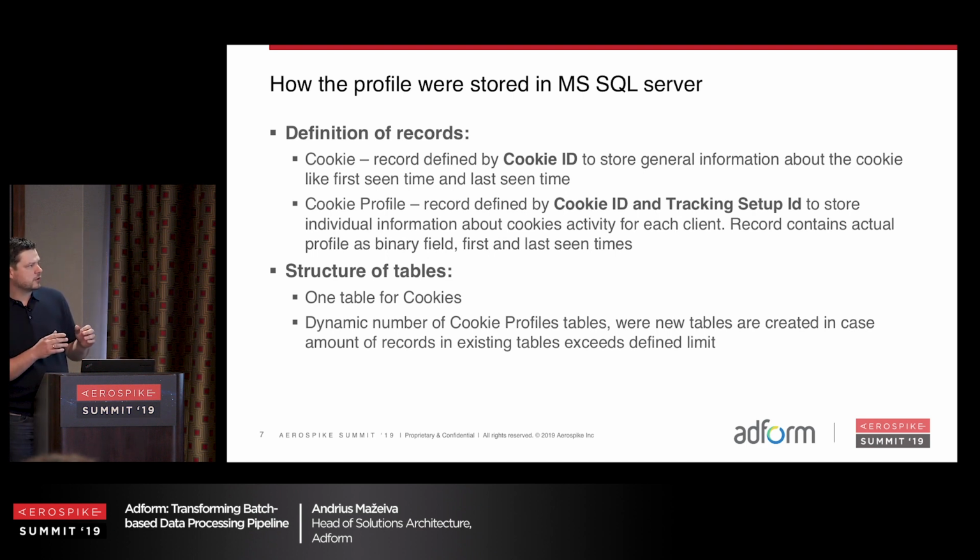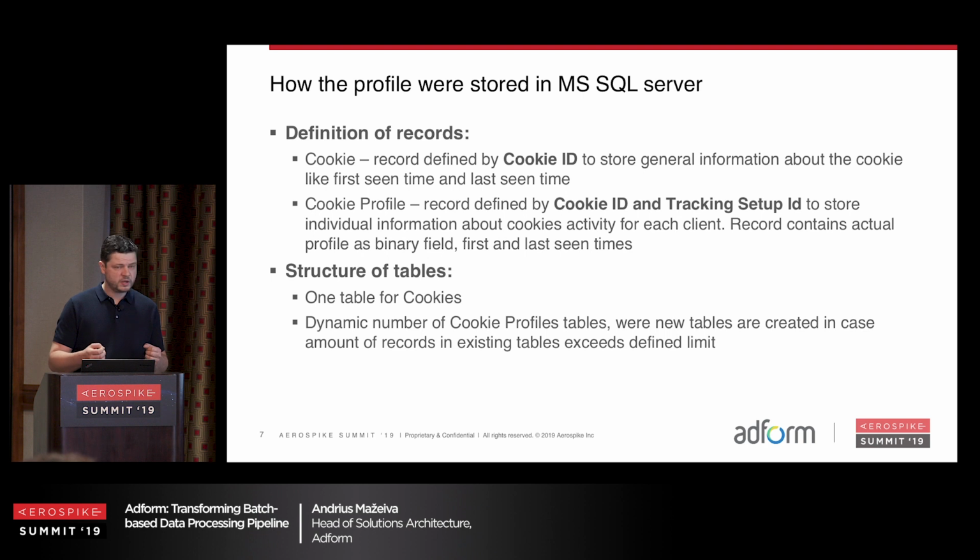And in this record, we actually store the actual profile as a binary field. We use protobuf, and we store first seen, last seen times, and other less important attributes. So if we talk about the structure of tables in SQL Server, there is one table for cookies, and a dynamic number of cookie profiles tables, where a new table is created in case the amount of records in one table becomes too big. So it's dynamically sharding and avoiding too big tables.